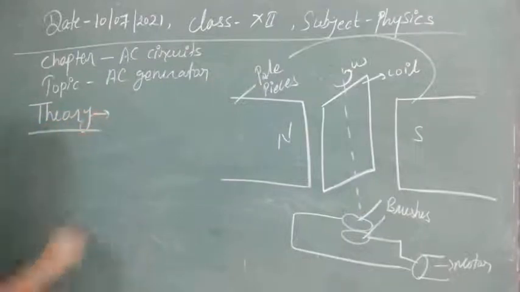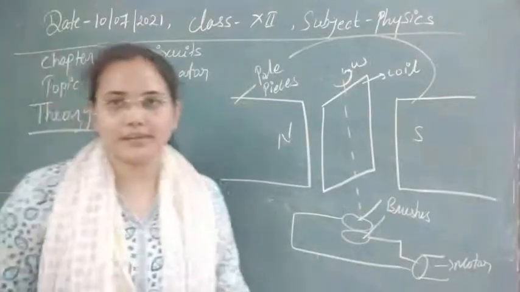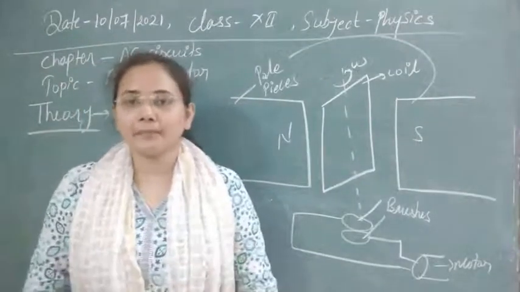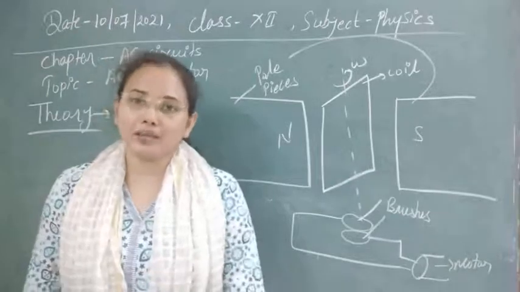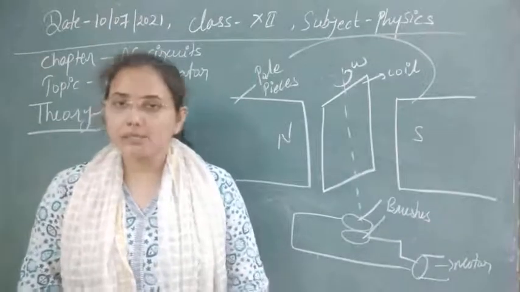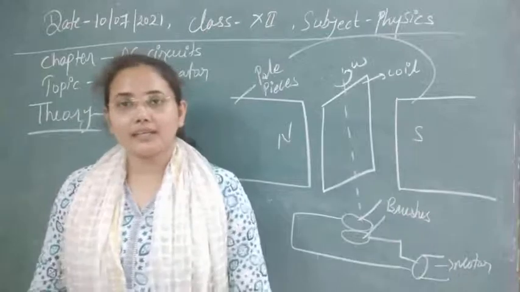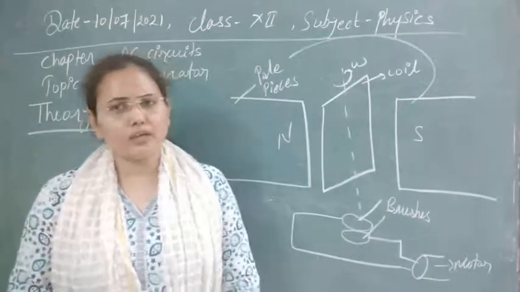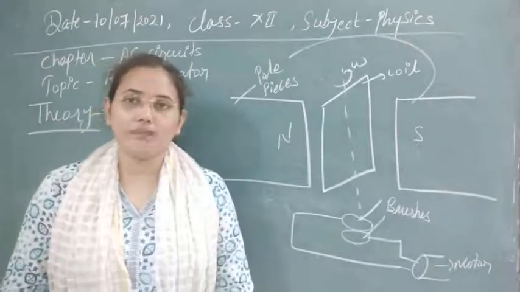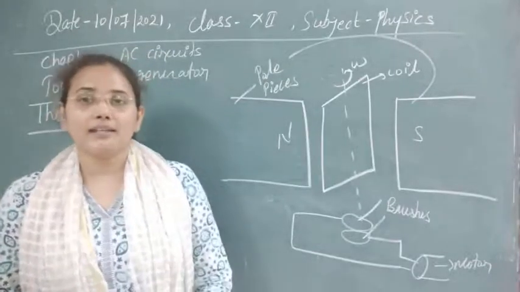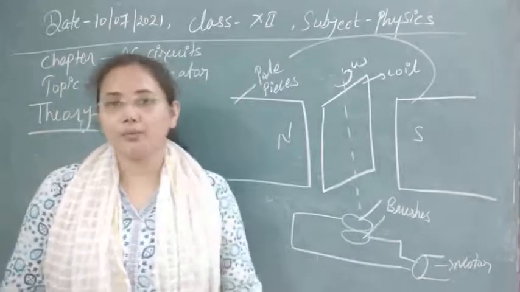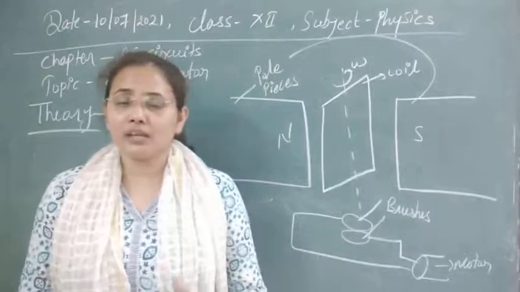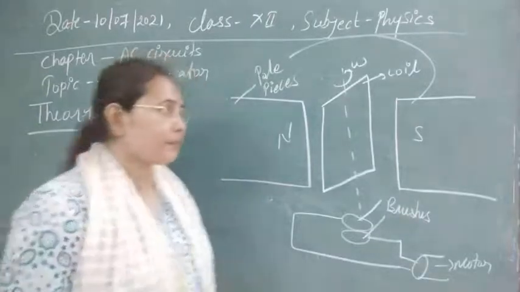Before the theory, if I talk about the principle of the AC generator, the principle means the basic topic on which it is working. Its principle is electromagnetic induction. It works completely on the electromagnetic induction topic. If you have knowledge of that, you can easily understand the properties and working of the AC generator, and also the working of a motor or dynamo. These are all connected to each other because we use energy conversion vice versa in all of these.